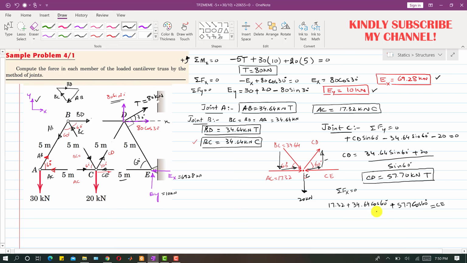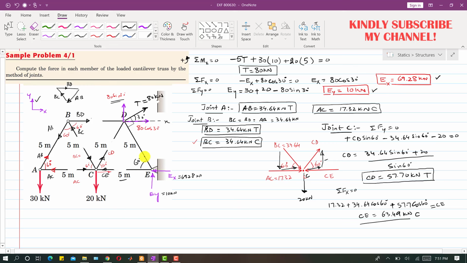So when we solve this equation, CE comes out to be 63.49 kilonewton, and as we can see, this CE is towards the joint, so this means that this is a compressive force, right? So this is the magnitude of CE. Now we can solve joint D and joint E as well.